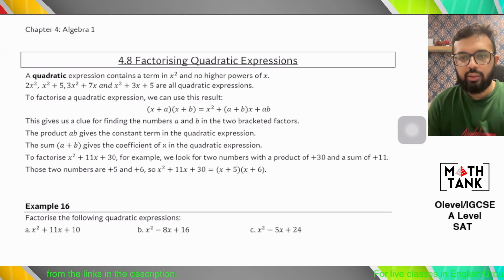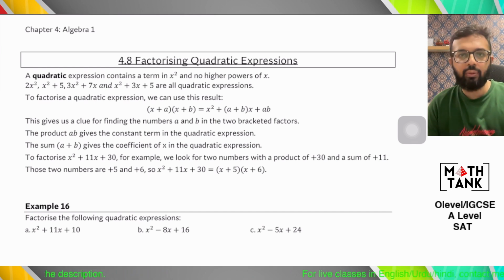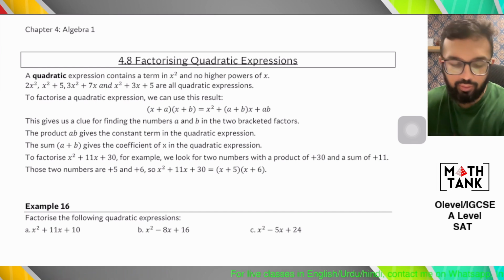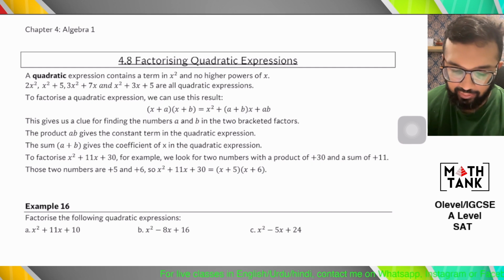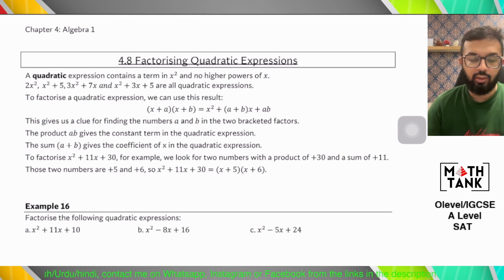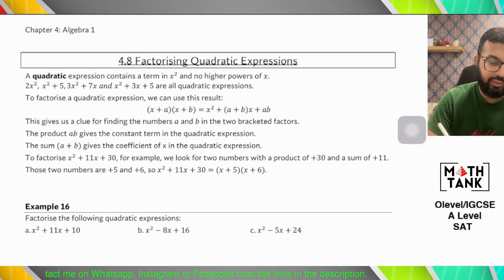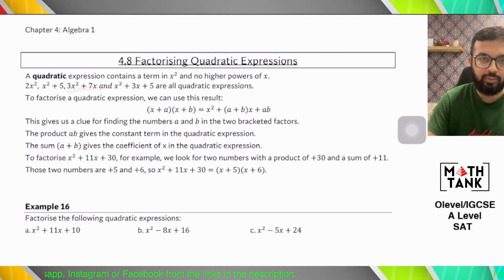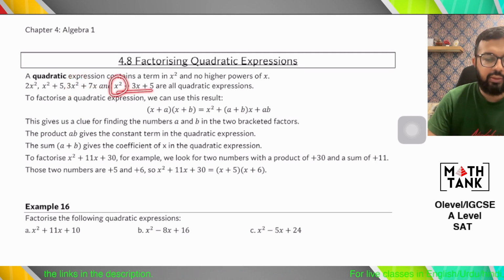Okay, this leads us to factorizing quadratic expressions. A quadratic expression contains a term in x square and no higher power of x. So 2x square, and x square plus 5 is also quadratic. 3x square plus 7x is also a quadratic expression because its highest power is square. And this is also a quadratic expression.